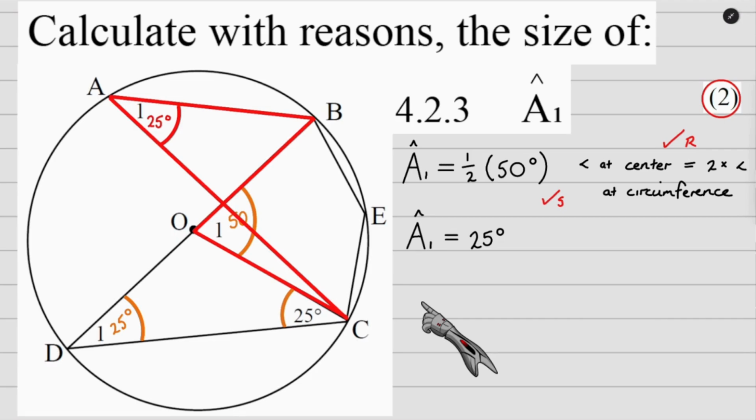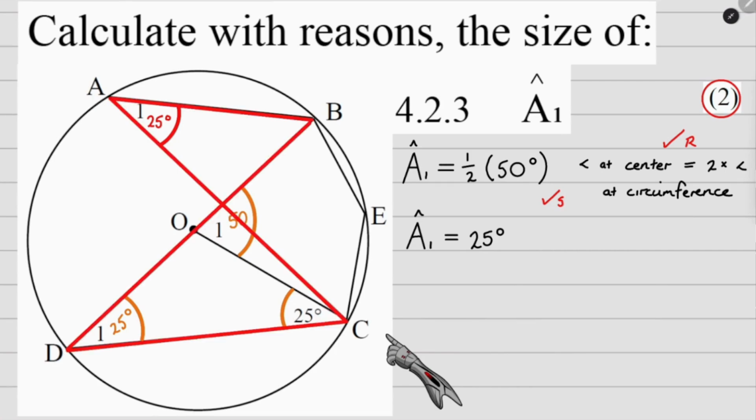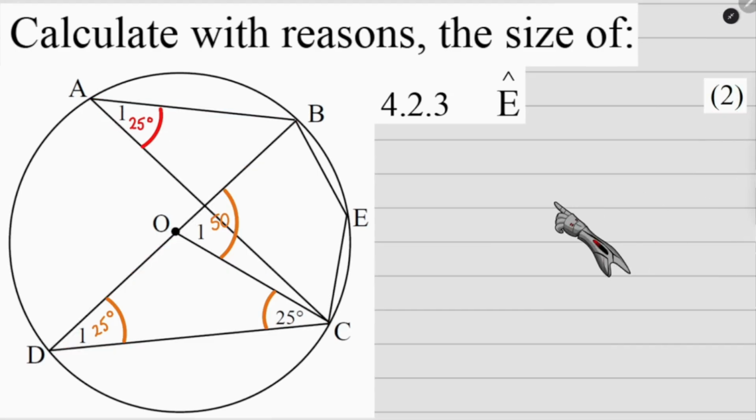And there's also a different way we could have approached this question. I could have used angles in the same segment with this bow tie. But with this bow tie, all 4 points are on the circumference. With the previous bow tie, 3 points are on the circumference and 1 is at the center. And that's kind of why I don't like getting used to the bow tie for angle at center equals 2 times the angle at circumference, because you can confuse it with the bow tie, which is angles in the same segment.